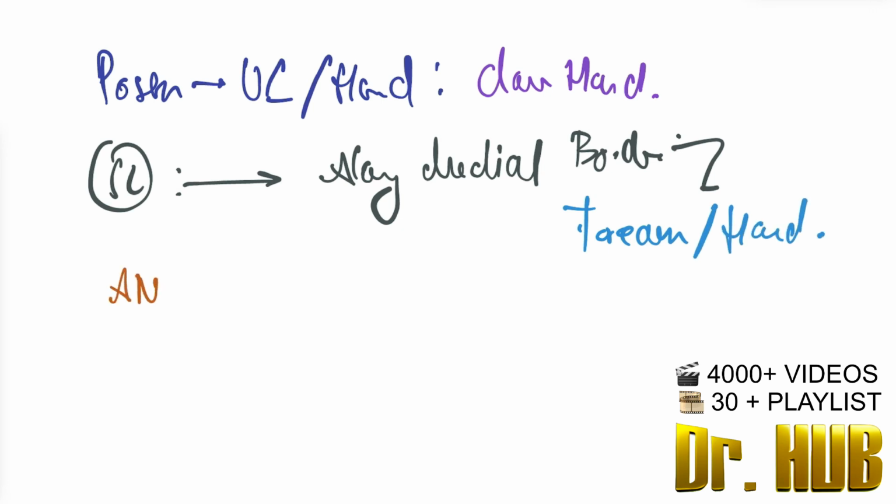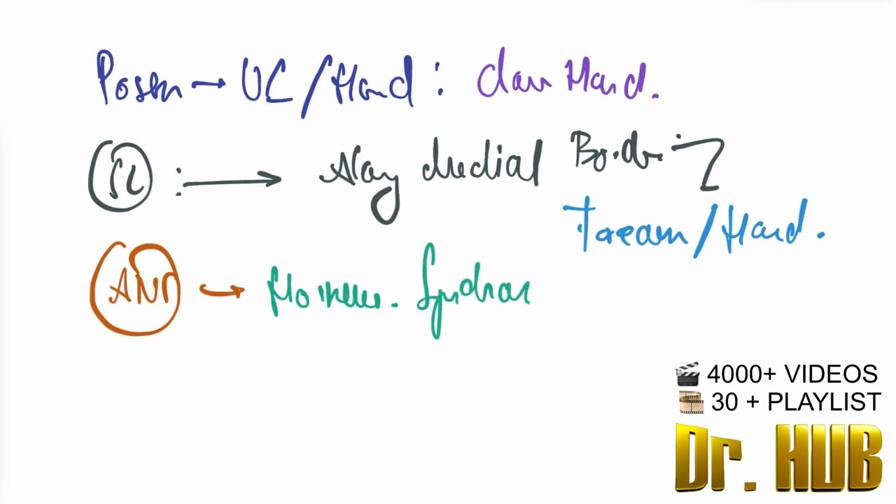Now let's look at the ANS signs. ANS signs include the presence of Horner syndrome.